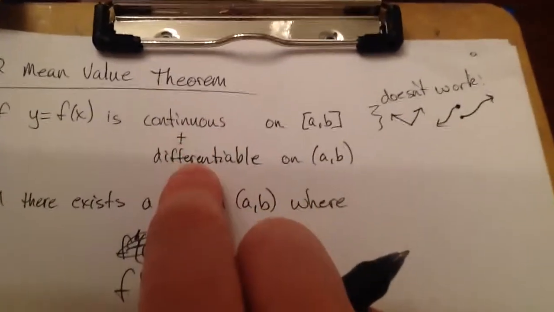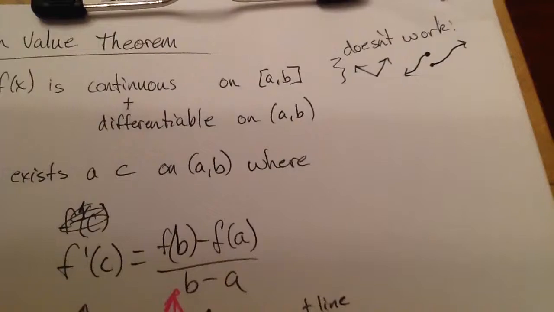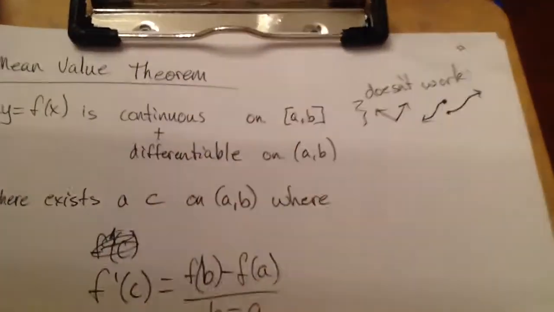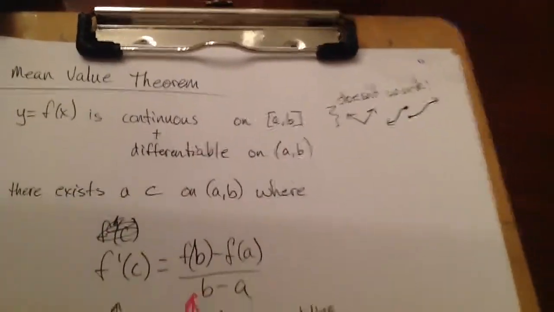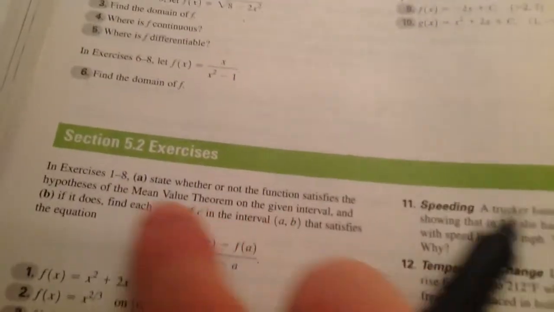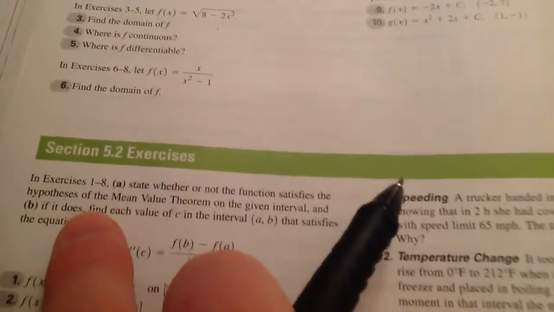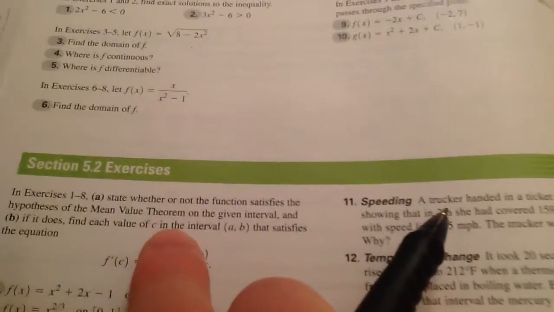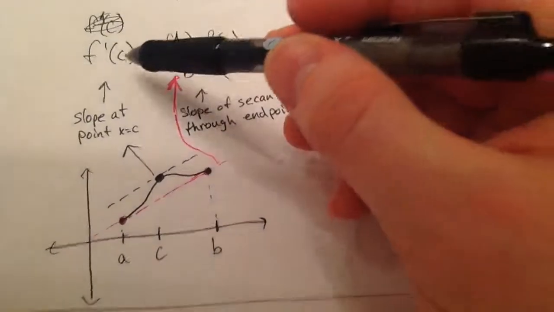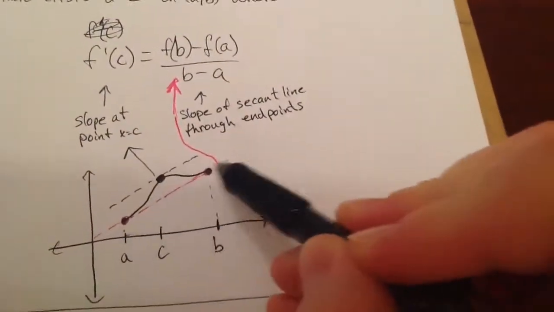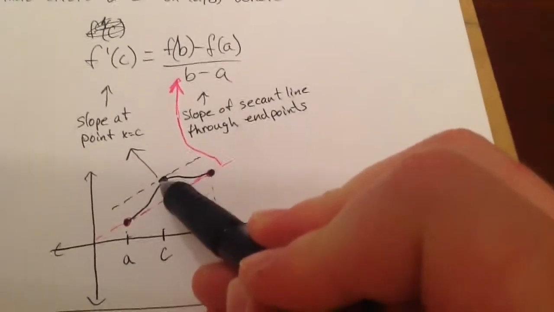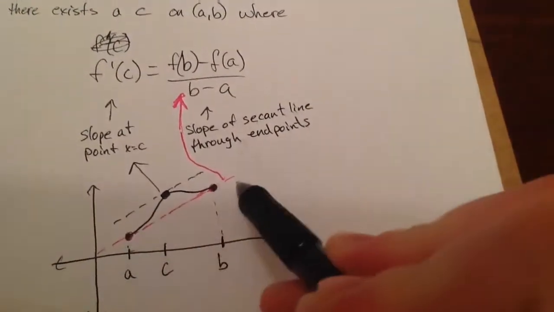Say whether it's both continuous and differentiable. So it's a yes or no question. Write yes if it is, no if it's not. Pretty sure today the ones I'm going to give you, they're all going to be continuous and differentiable. B, if it does, which they will, find the value of C that satisfies the equation. And it gives you that equation that we were just talking about. So basically it's going to give us a curve, an equation, and we're going to find the point C where that slope and that slope are the same.